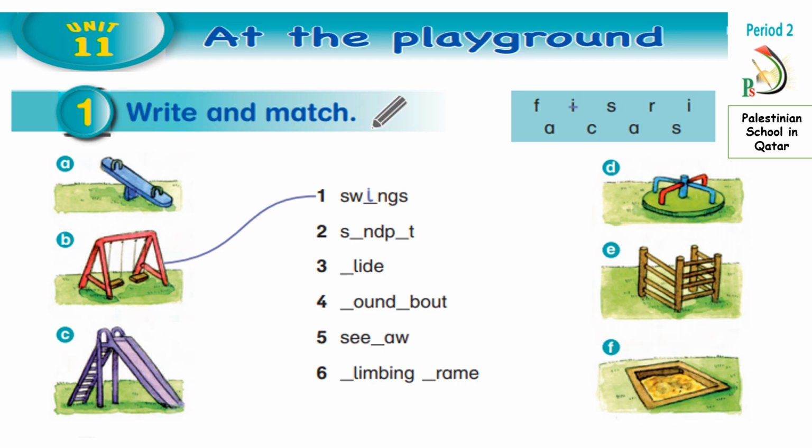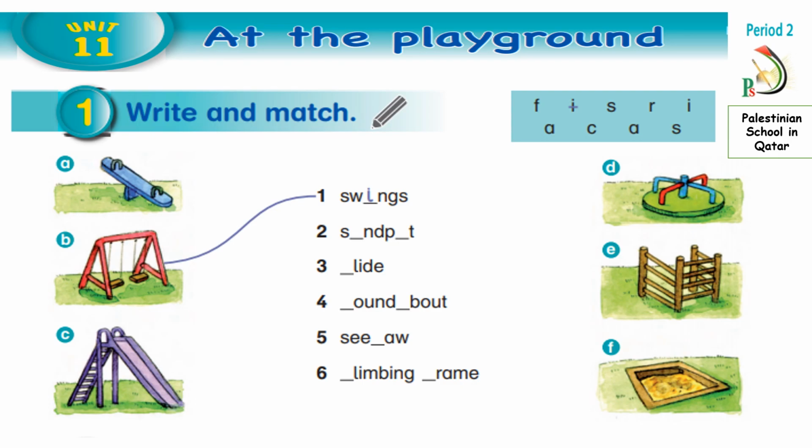Now let's move to period 2 in unit 11, at the playground. Activity number one, write and match. Look at the letters in the blue box. I want you here to write the missing letters, okay, and match the words with the pictures. Look at picture A. This is what? What can you see in picture A? Excellent. This is the seesaw.